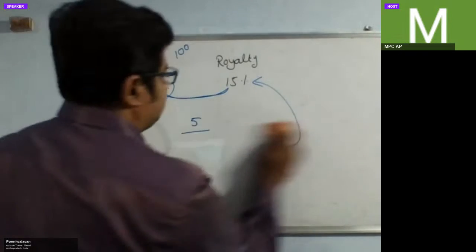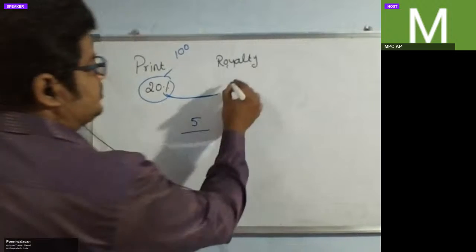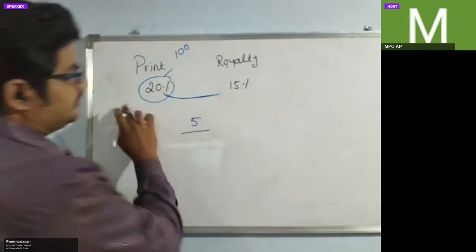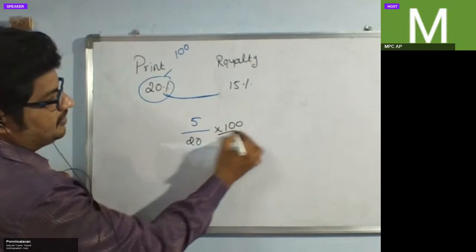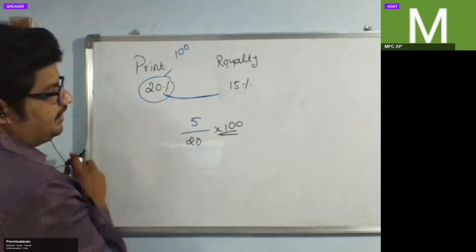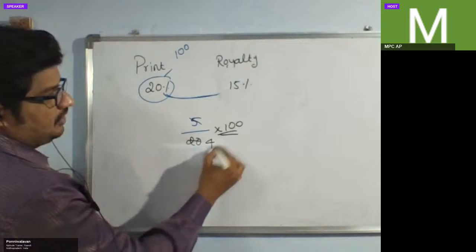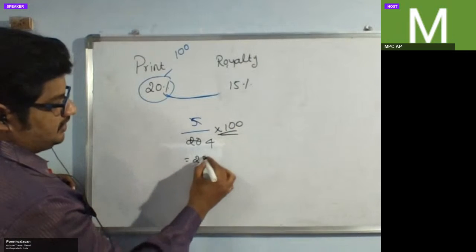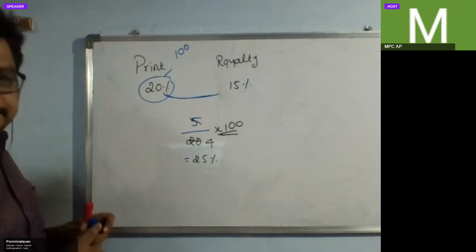Okay. So 20 into 100. This is for percentage. So it is 5 less from which number? 20. So 5 by 20 into 100. So this is 4. 100 by 4 is 25 percentage.